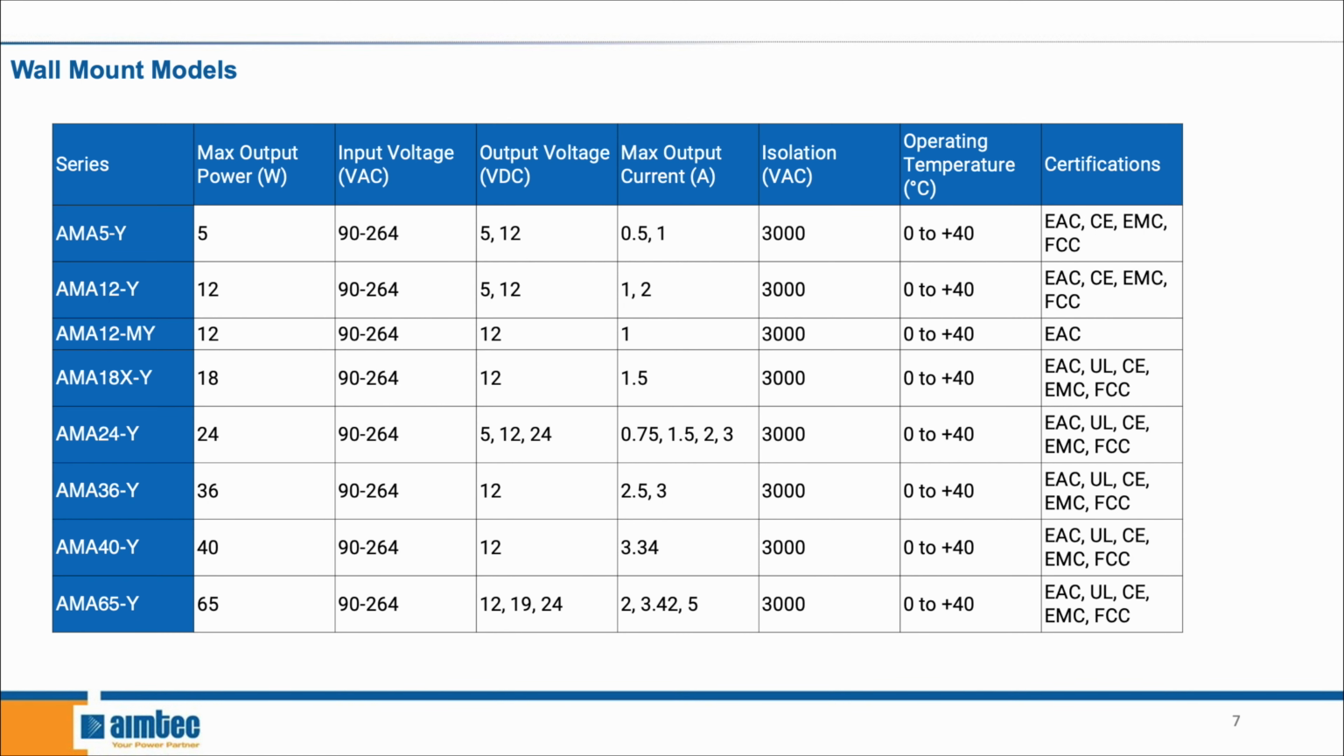And here's AIMTEC's offering when it comes to wall mount adapters. So we go from 5 watts all the way up to 65 with an input voltage range of 90 to 264 and isolation of 3000 VAC, which is usually way above the customer requirements. So AIMTEC adapters are going to be very versatile when it comes to various applications. And then on the right, you have the different certifications that our adapters are going to be coming with. So in most cases, we're going to be looking at EAC, CE, EMC, and FCC.